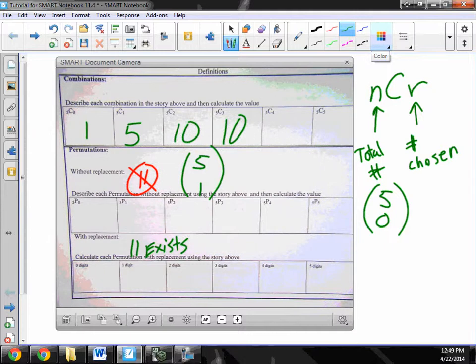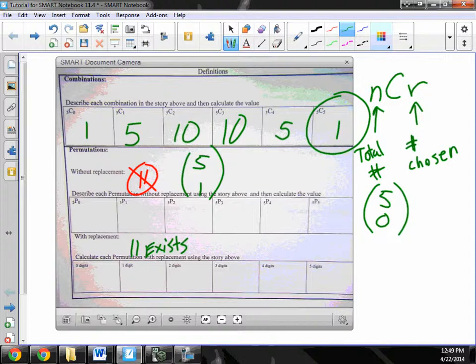What is 5C4? Whoa, we're going down. So this is 5. What is 5 choose 5? Now, this one makes a lot of sense. Why? If you have 5 books, how many ways are there to put all 5 of them in the backpack? 1. You put them all in.